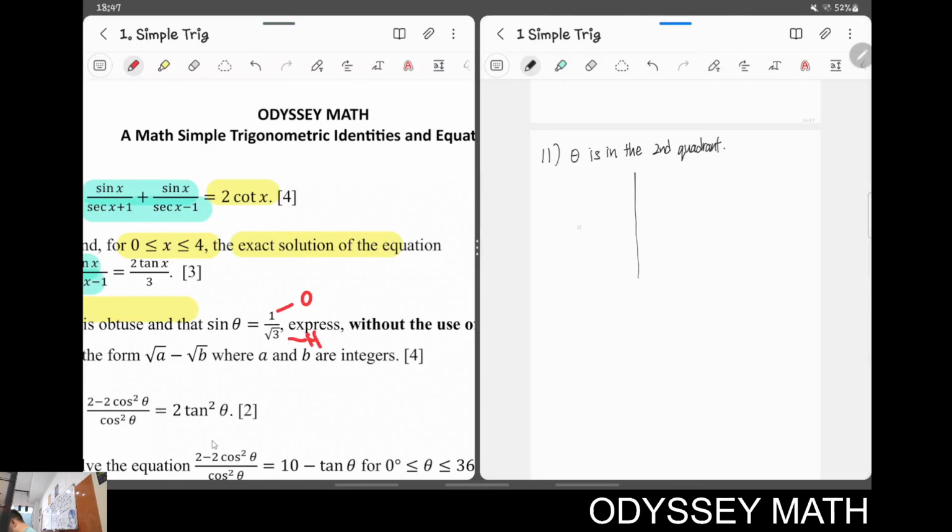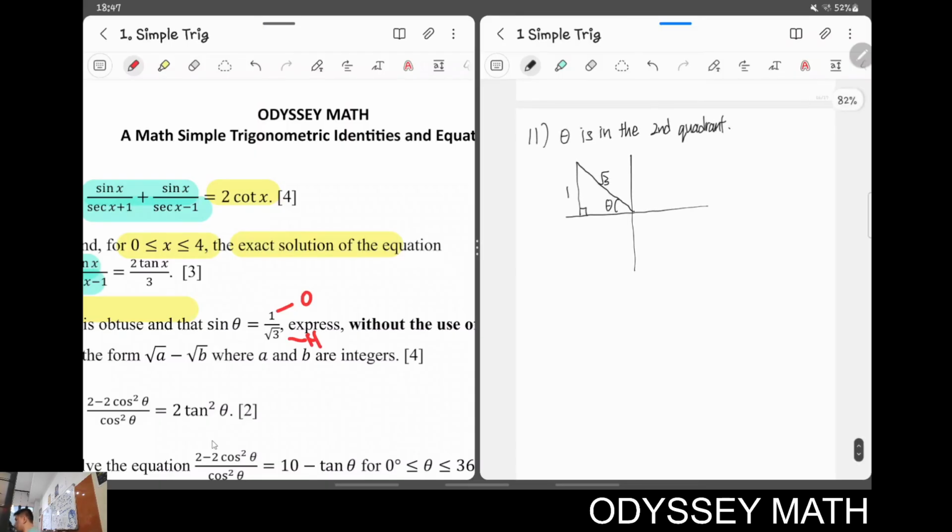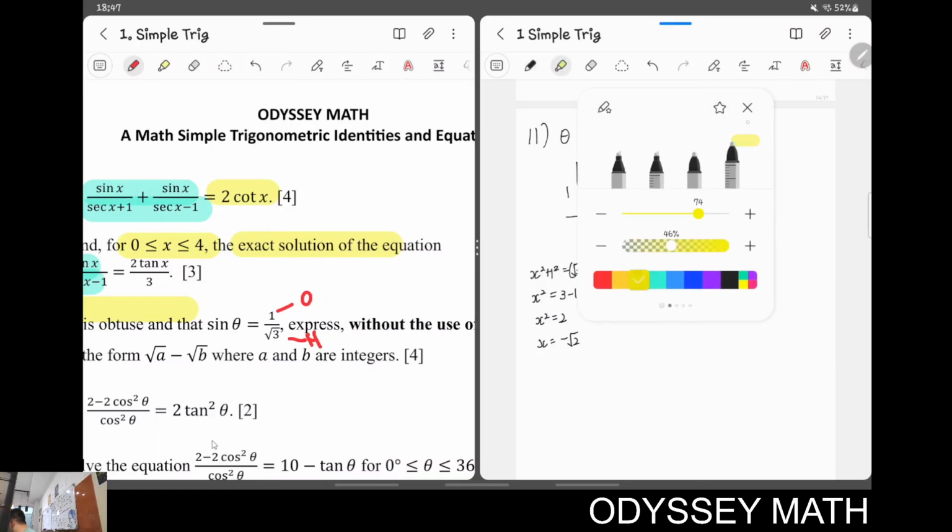So we draw the ASTC, and then you can say that this is theta. So this is theta. So O is 1, square root 3 is the hypotenuse. So this is x. So do the Pythagoras theorem. But if you can identify it quickly, then that's good. So x squared plus 1 squared equals square root 3 whole thing squared. So x squared equals 3 minus 1. So x squared equals 2. So x equals minus square root 2, because we are in the negative axis.